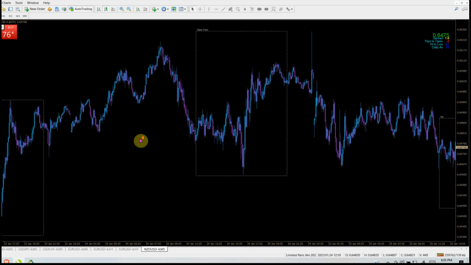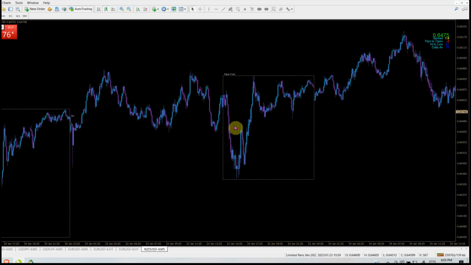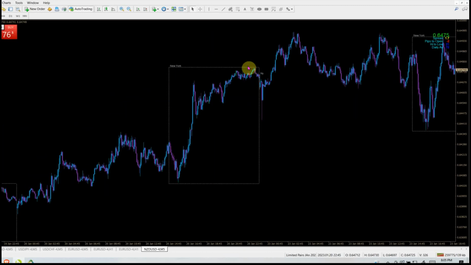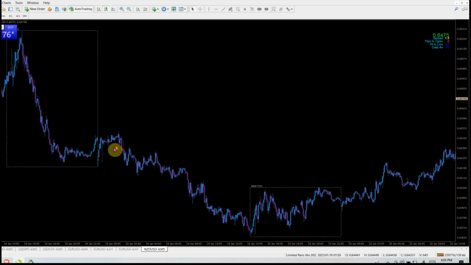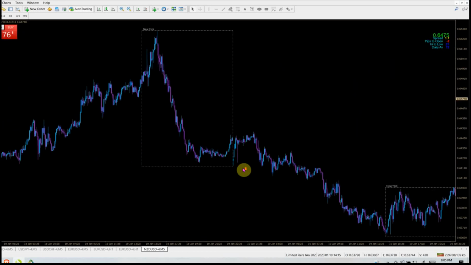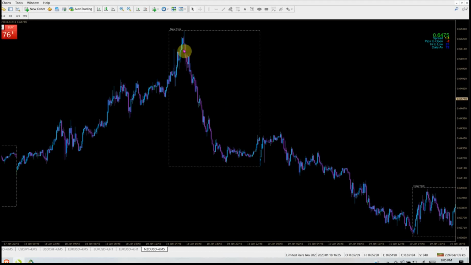So right here, and this move was bigger than this little down move. Right here, this is clearly better than this move. This was an inside sideways day, really nothing going on there. This is one where the down move was a lot bigger. So I do find that, if I had to rank the three best pairs, it would be the dollar yen, dollar Swiss, euro dollar, and then secondarily, maybe Kiwi dollar, Aussie dollar. But those first three, dollar yen, dollar Swiss, euro dollar, are the three I would look to first.